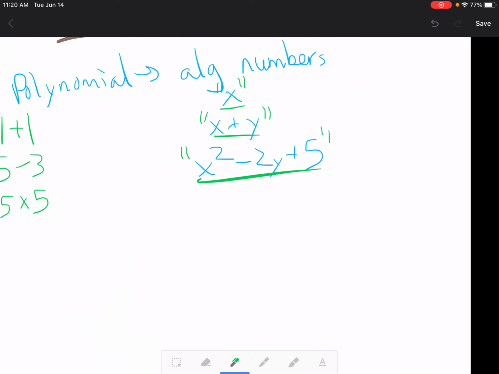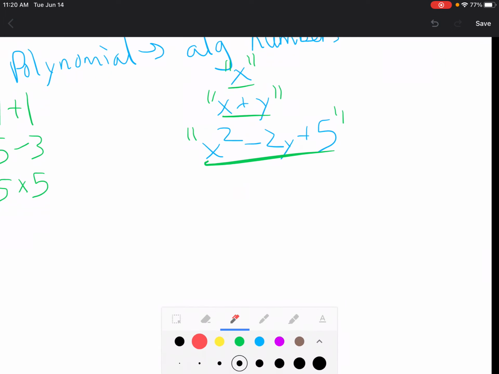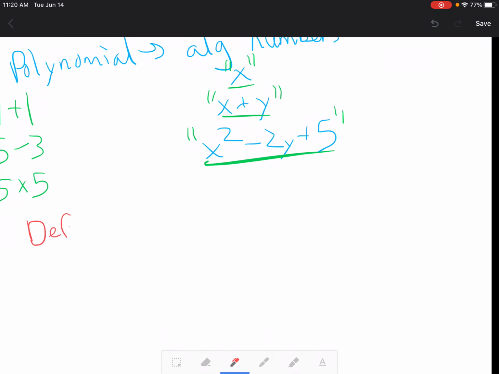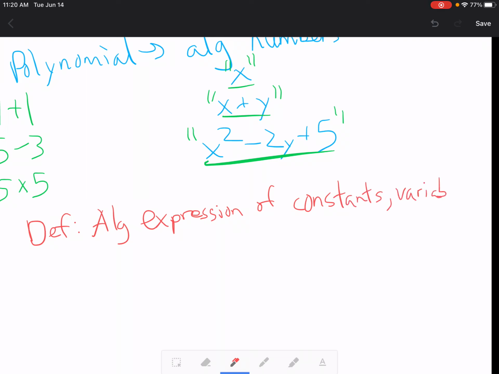Now, if we're going to get a little more technical, a slightly better definition of what they are, so let's put a better definition, we'll call it an algebraic expression of constants, variables, and whole number exponents. And that's what a polynomial actually is.